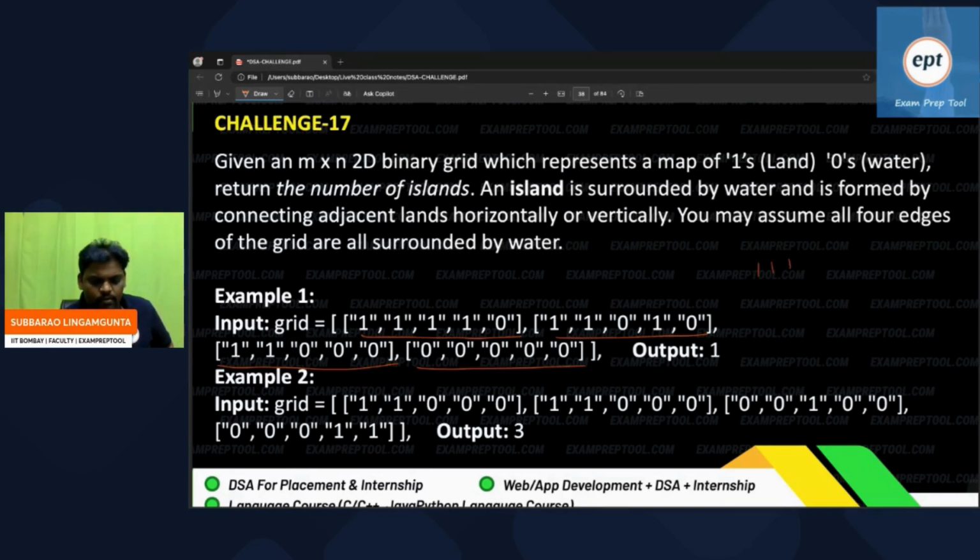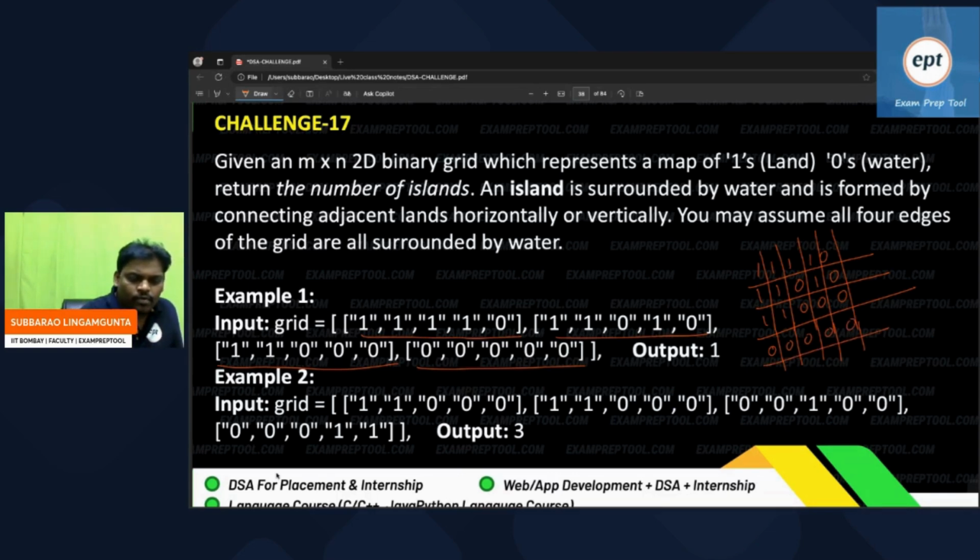So, triple 1, let me see, 1, 2, 3, 4, 5. Yeah, 5 columns. Triple 1, 1, 0. If you want, I will write the matrix format. Next, double 1, 0, 1, 0. Next is going to be double 1, triple 0. Next, 5 zeros. So this is the matrix given.